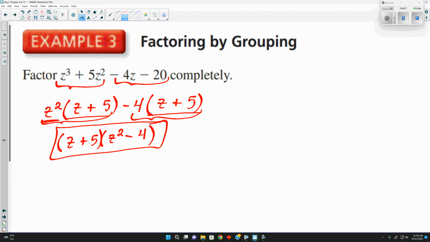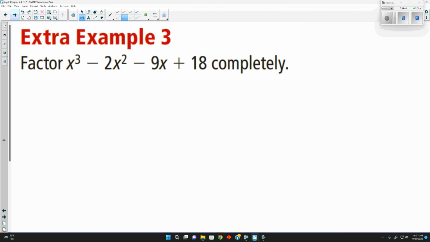So when we use grouping, we're really trying to factor something out of the first 2 terms and the second 2 terms. So what we're left with is something that's the same, and then we can factor it out. We can do it again. We're going to do this again. So let's look at this here.